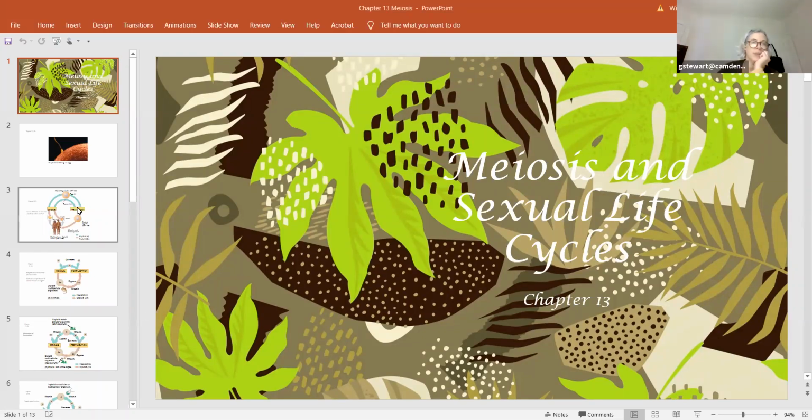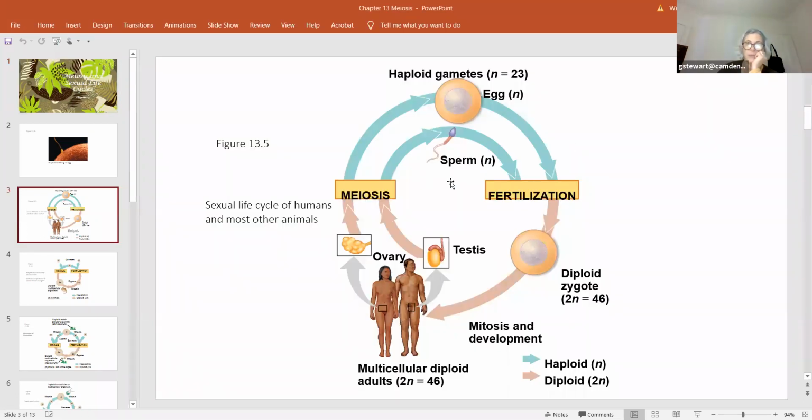So these three panels are the important ones. Okay, so this is showing you animals, a human animal. We're looking at male and female, at ovary and testes. That's the site where meiosis is going to occur. And notice the sexes are separate, right? So we have one sex that's going to produce eggs and one that's going to produce sperm.